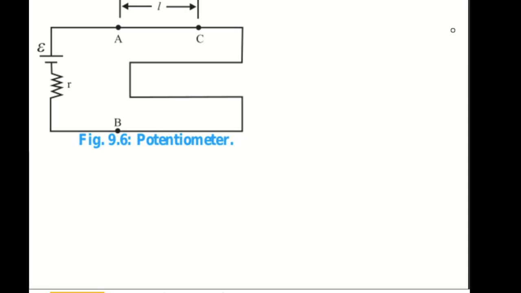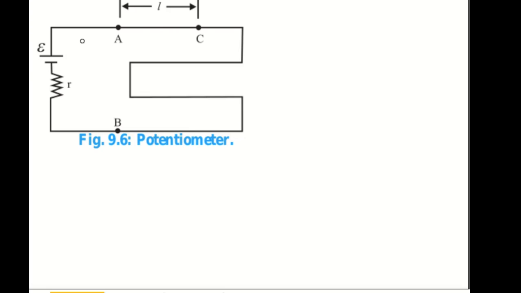Hello students, in previous videos we have seen Wheatstone bridge and meter bridge. Now in this video we are going to study what is potentiometer and what are their applications or uses. So let's begin. So here in this diagram you can see this circuit.